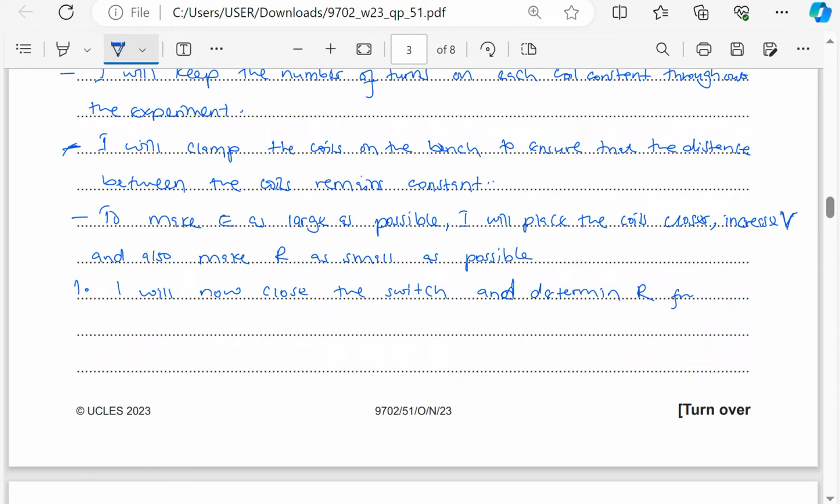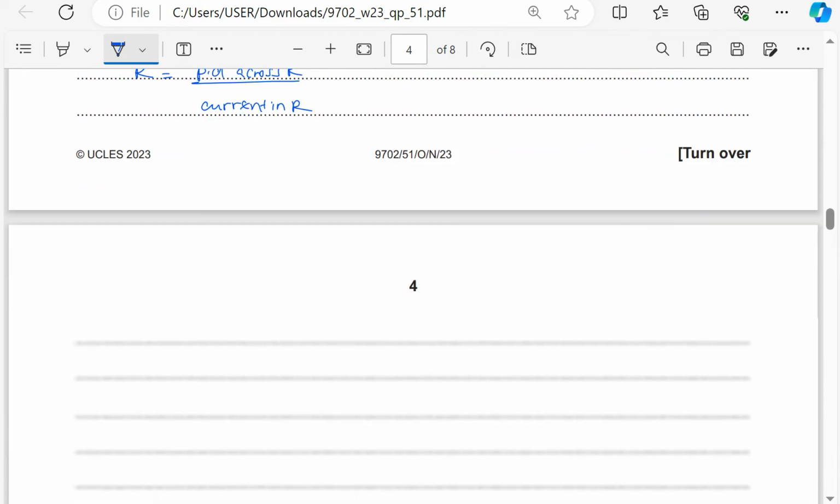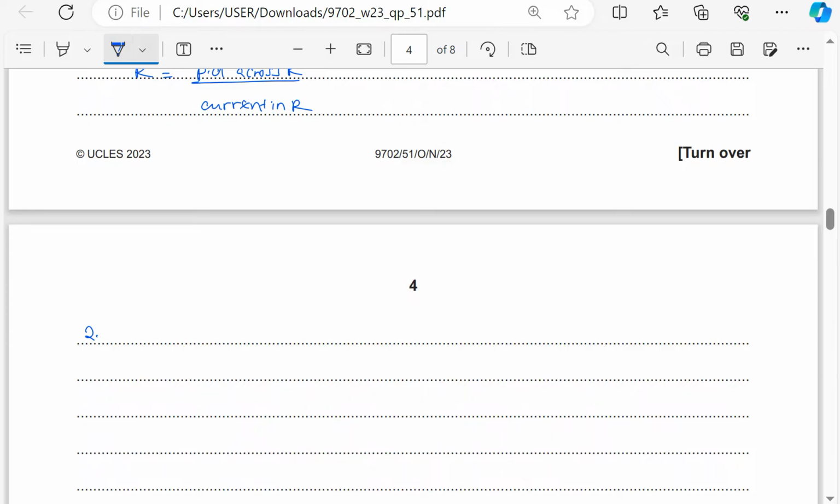So how would I determine resistance? I will determine R from R is equal to the PD across R divided by the current in R. That will give me the resistance R. Then step number two, I will determine V from oscilloscope A. That's why I labeled them A and B.